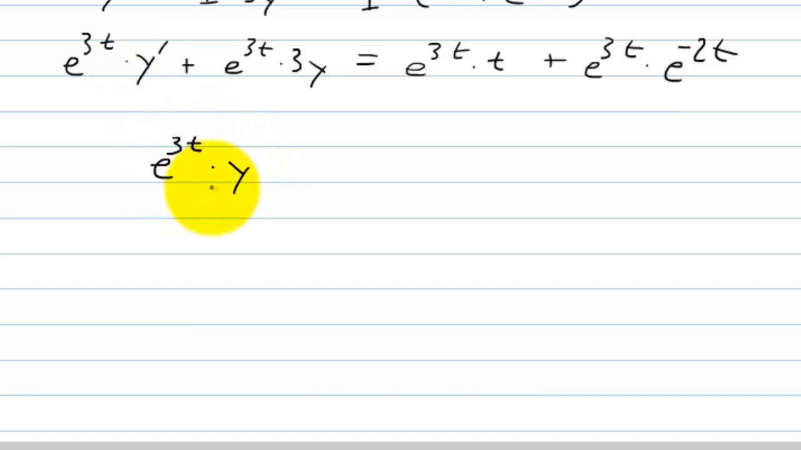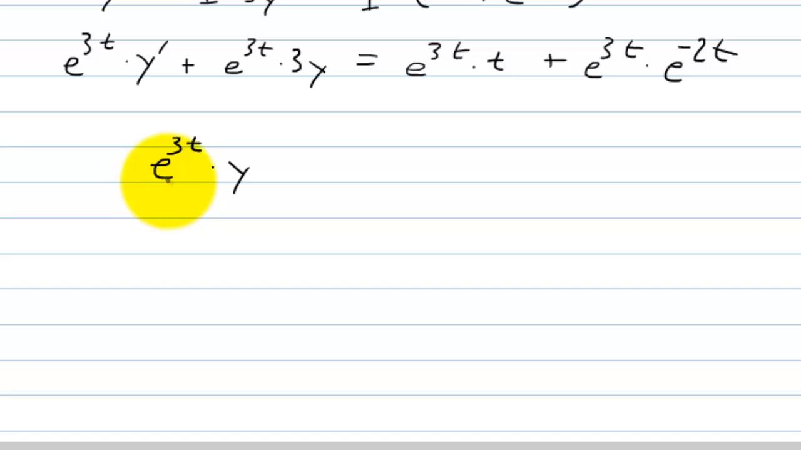If we take the derivative of e to the 3t times y, you're just going to get e to the 3t times y prime. Now if we take the derivative of e to the 3t, you get e to the 3t again, and you bring down the 3 from the derivative of 3t. So you're going to end up with 3 e to the 3t times y. Maybe that didn't make sense. Here, let me show you.